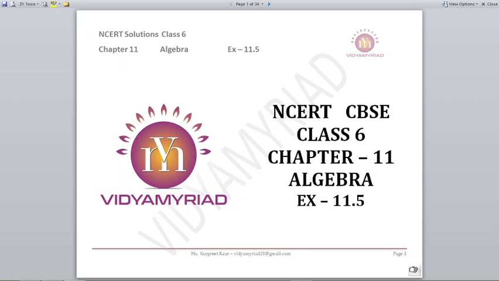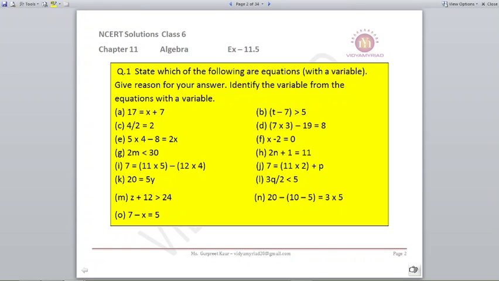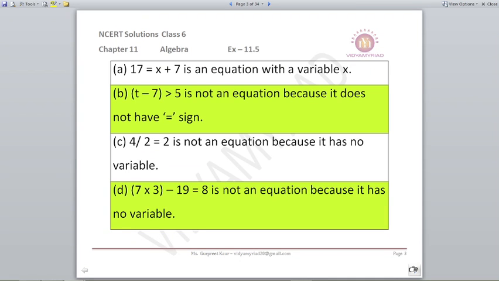This video is made for class 6 on chapter number 11 Algebra, and today we are going to do exercise 11.5 from NCERT. Let's begin with question number 1. State which of the following are equations with a variable and give reasons for your answer. Also identify the variable from the equation with a variable. Let us do one by one.